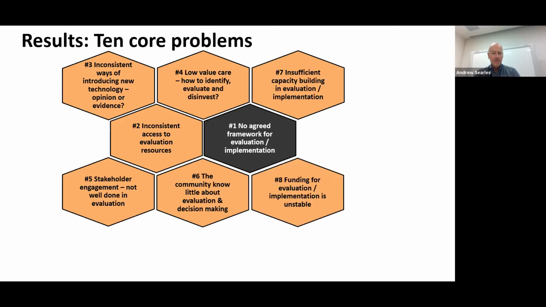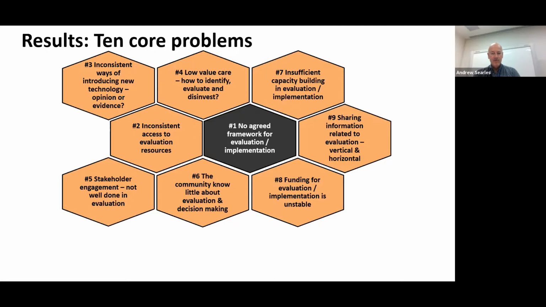The eighth problem was around funding for evaluation. And some of the issues that we were told about here is that some health services did have the opportunity to build up their evaluation and implementation staff profile and expertise in this area, but because funding was unstable, they often had to let these staff go, so they couldn't keep consistency in the skill base.